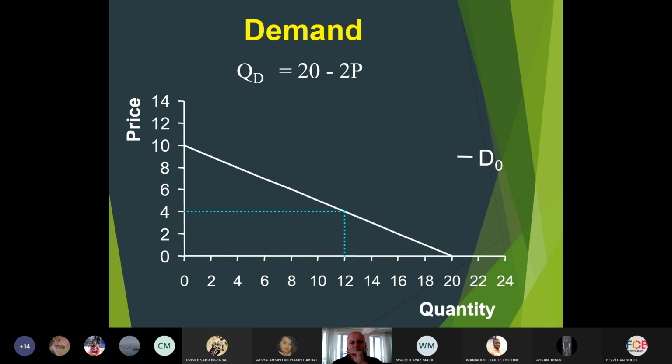Is it clear? Yes, sir. What does the blue line represent? The 12 and 4, repeat again. The blue line is the demand curve.